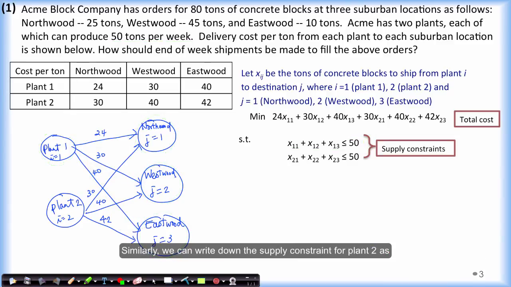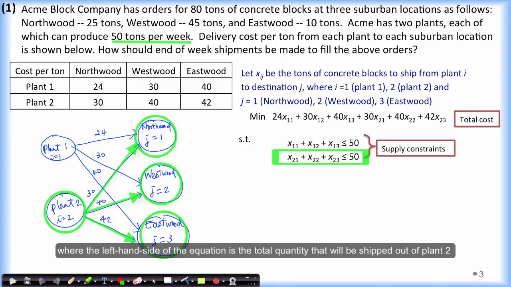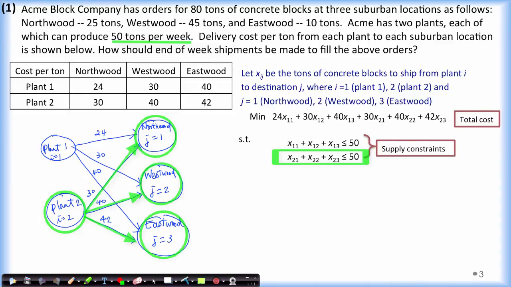Similarly, we can write down the supply constraint for plane 2 as X21 plus X22 plus X23 less than or equal to 50. The left-hand side of the inequality is the total quantity that will be shipped out of plane 2, and this total amount should be less than or equal to plane 2's supply, which is 50 as well.